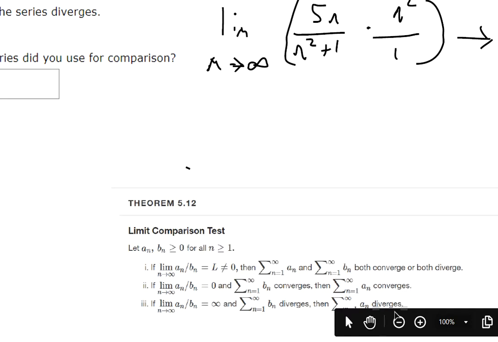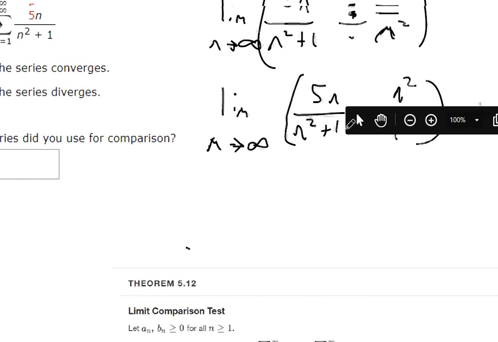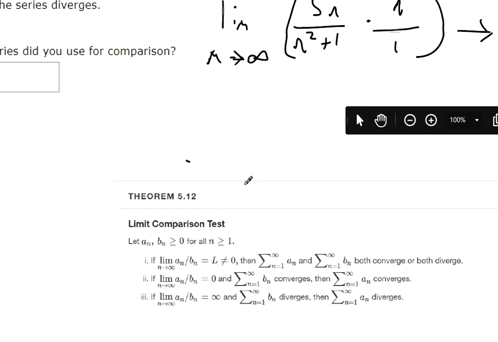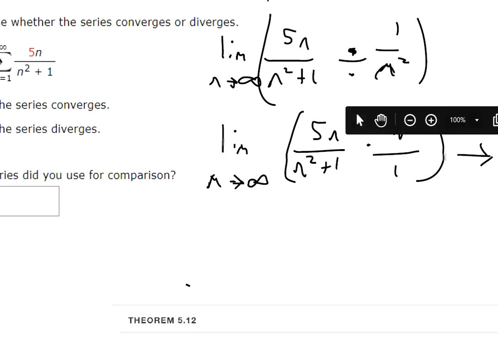And then it says if b sub n diverges, but our b sub n that we chose actually converges, right? This is a p-series where k is greater than 1. So right there we have to stop and try the limit comparison test again, because our b sub n converges, it doesn't diverge. So we're back to the drawing board.